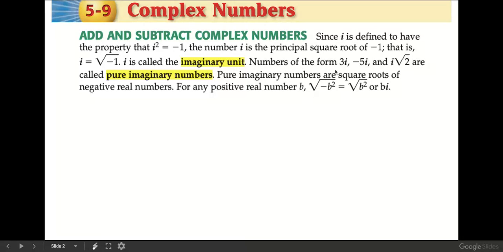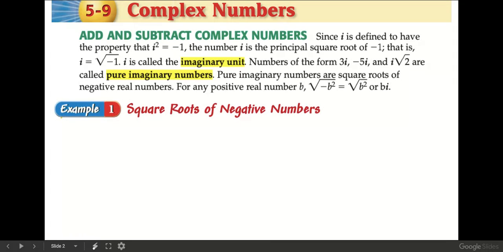Numbers of the form 3i or negative 5i and i radical 2, or i times the square root of 2, are called pure imaginary numbers. Pure imaginary numbers are square roots of negative real numbers, right? So obviously 1 is a real number, but negative 1 is a negative real number. For any positive real number b, the square root of negative b squared is equal to the square root of b squared times negative 1, or bi.